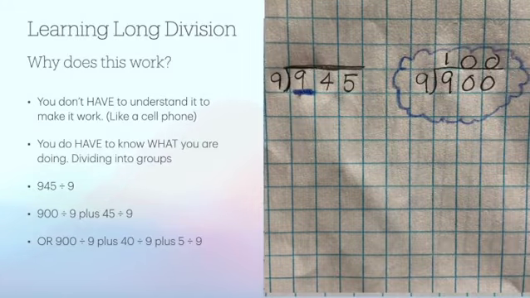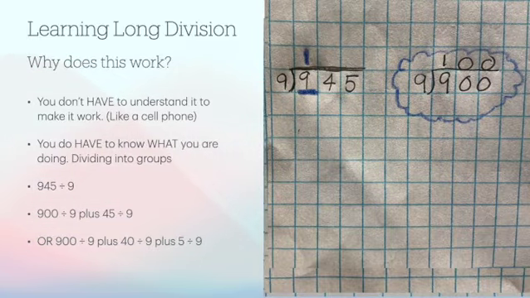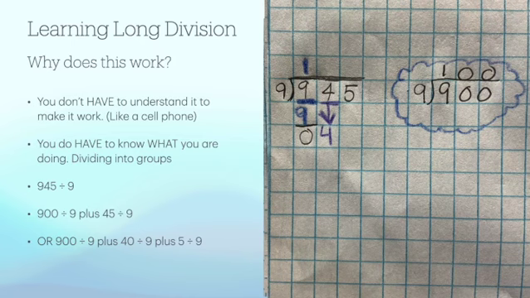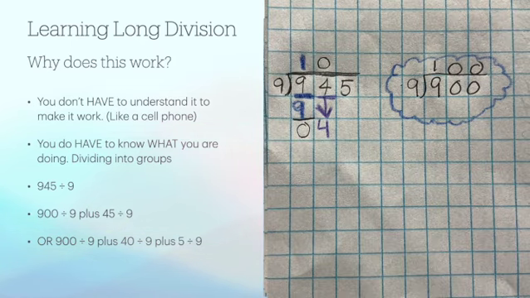The first step is to divide, obviously, into the 9. Well, why do you do that? Well, because you're thinking of how many groups of 9 are in 900. Well, that's easy. There's 100 groups of 9 in 900. And so you put the 1 over the 9. It's a place value thing. And then you only subtract that 900 in the hundreds place because you haven't done anything with the 45 yet. You bring down the 4. 9 doesn't go into 4, and so you bring down the 5.